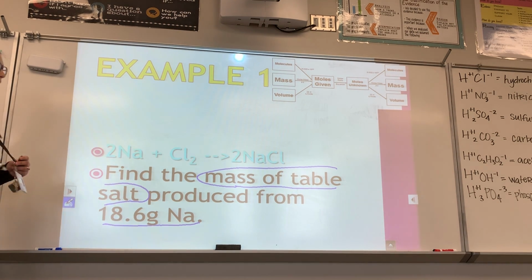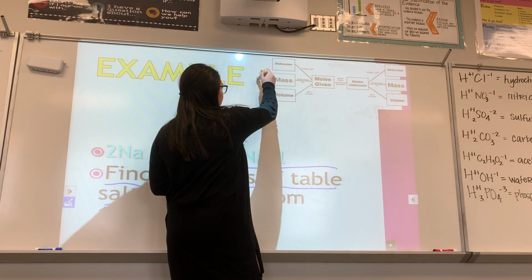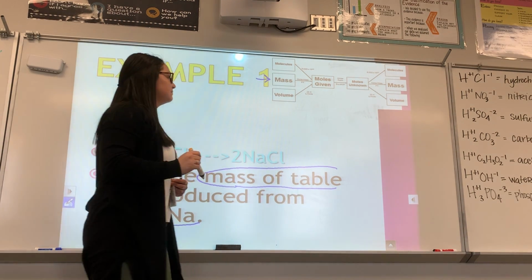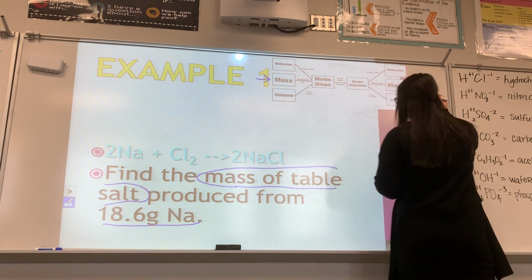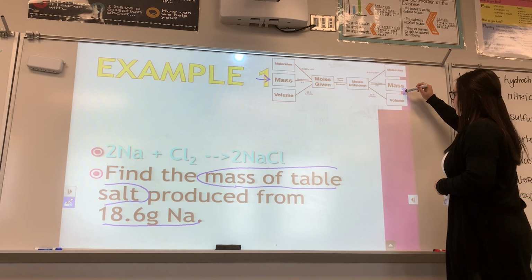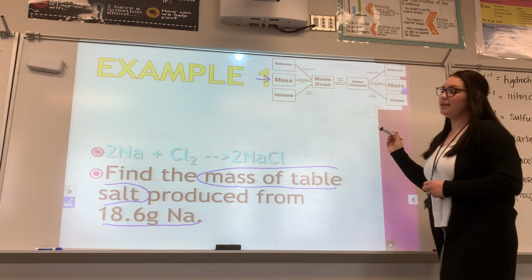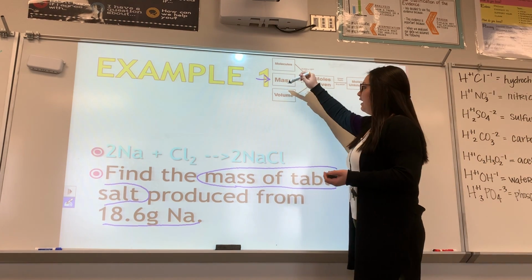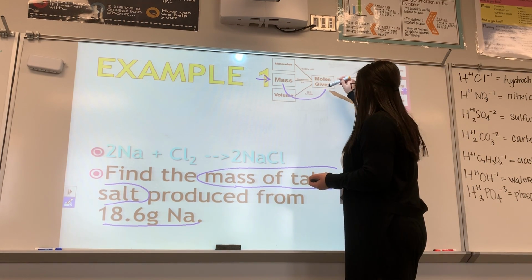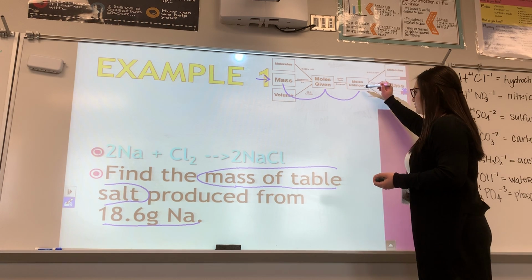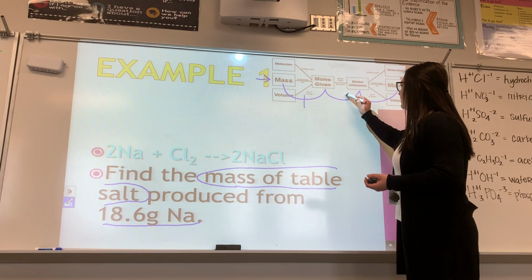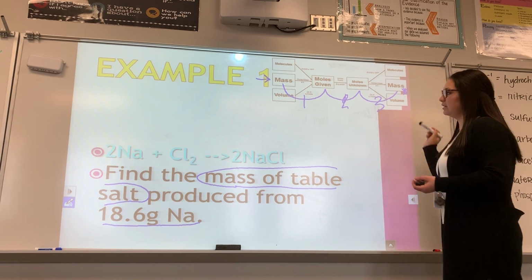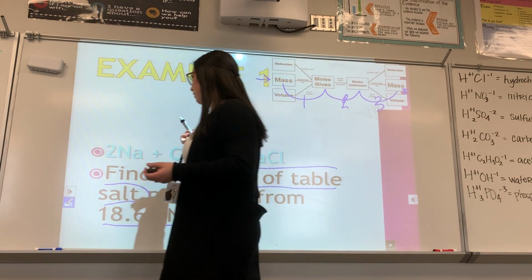I look at my stoichiometry map. I'm starting at mass. From mass, I want to get to mass of my unknown, so I'm going to star over here. Then I'm going to figure out how I'm going to solve it. I start here, I have a 1-step. I need to get to moles, then again, back to mass. I have 1, 2, 3 loops, so it's going to be a 3-step problem.